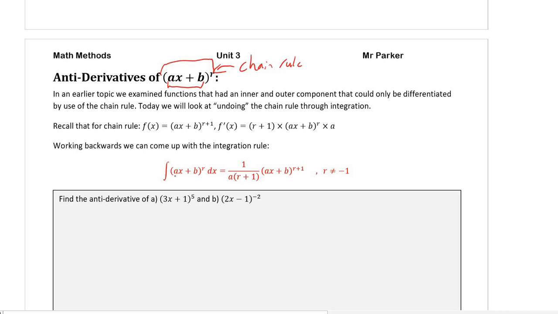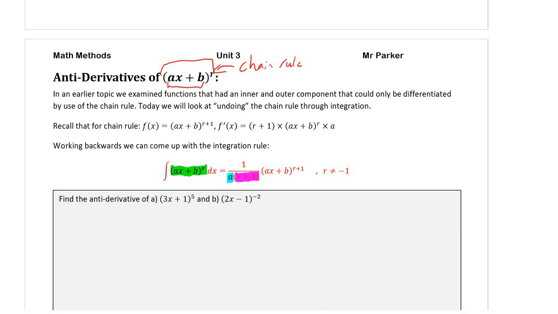So if I start with my function, ax plus b to the r, what I do is that basically stays as is, but you add 1 to the power. You divide through by the new power. And you also divide through by the derivative of the inner function as well. And in this case, the inner function is ax plus b.